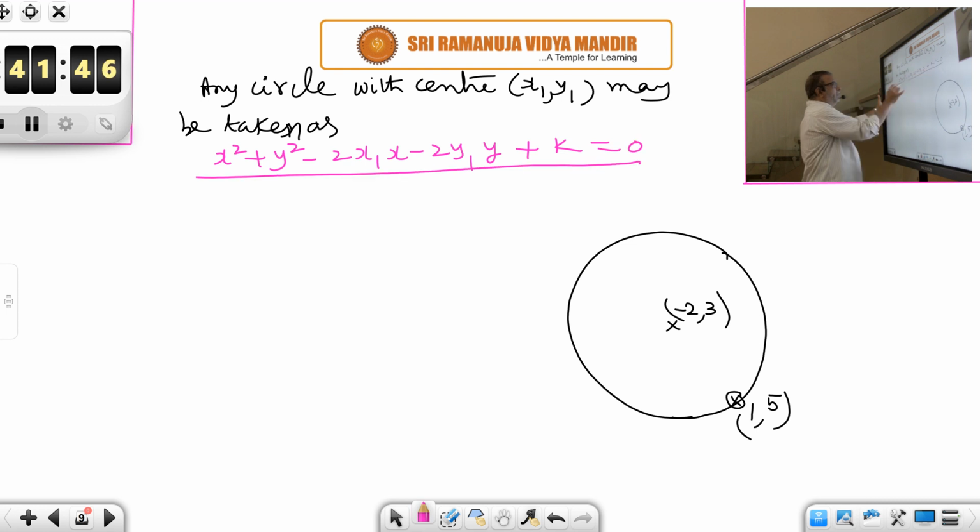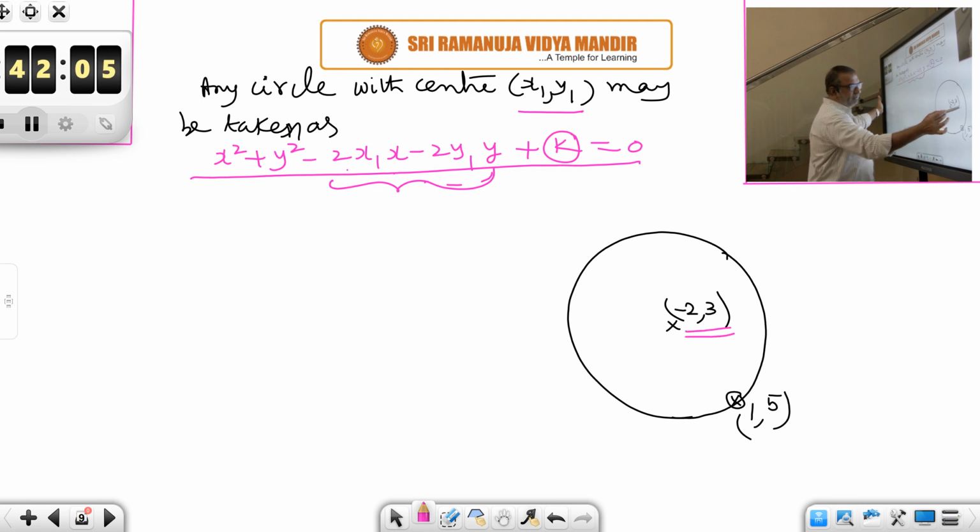So if I ask you what is the center of this circle, is it not x1, y1? X coefficient divided by 2, change the sign. Y coefficient divided by 2, change the sign. You will get x1, y1. So this is a circle with center x1, y1. Using the other information given in the problem, you can find the value of k. So that formula I want to use.